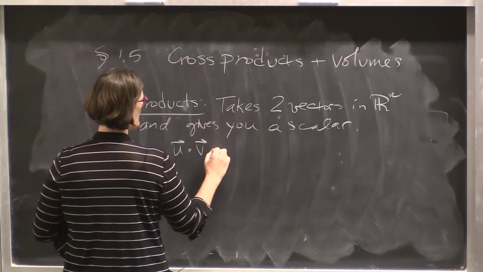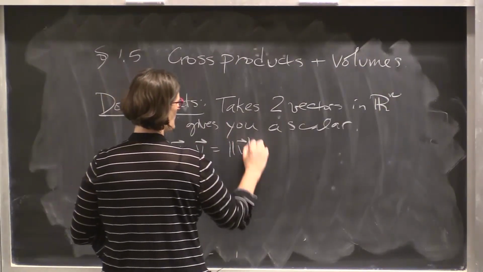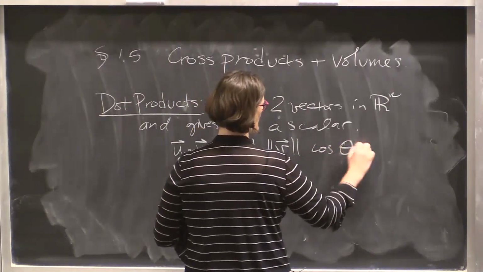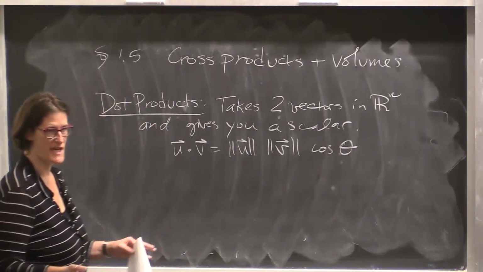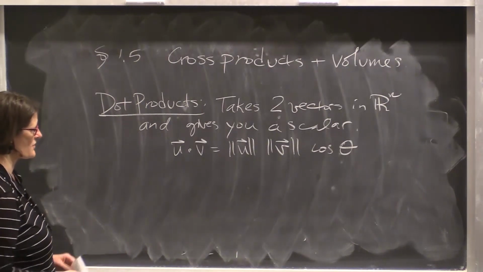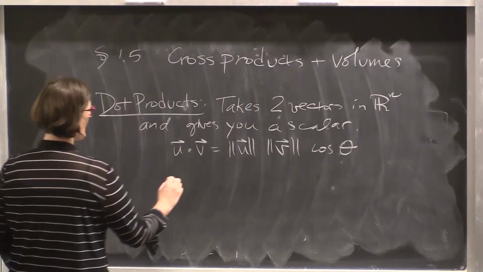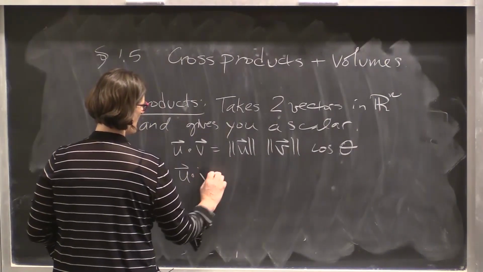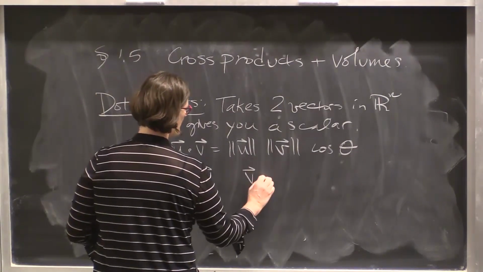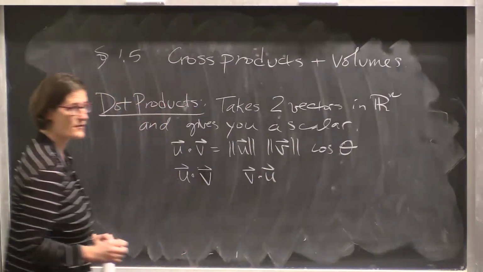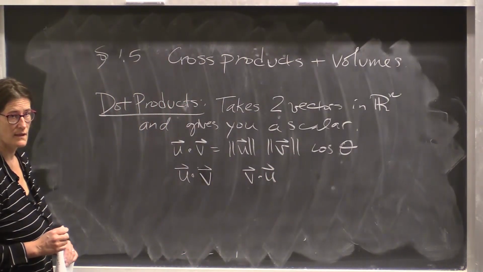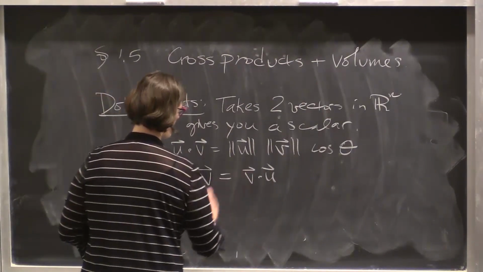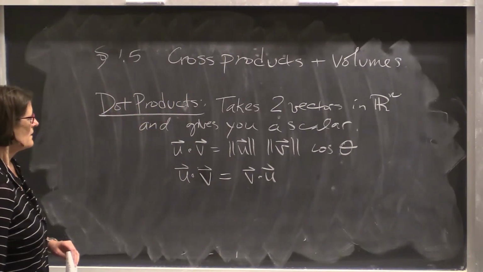U dot v is equal to the length of u times the length of v times cos theta. So they're useful in that they help you project onto things and figure out if things are orthogonal and so on and so forth. They have some other nice properties like u dot v and v dot u. How are they related? They're equal.